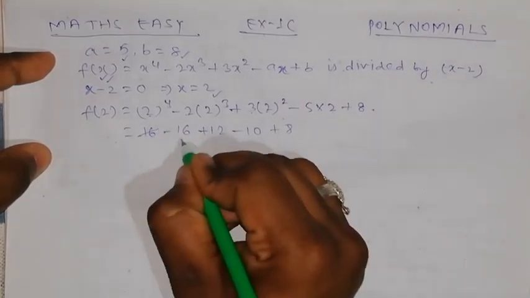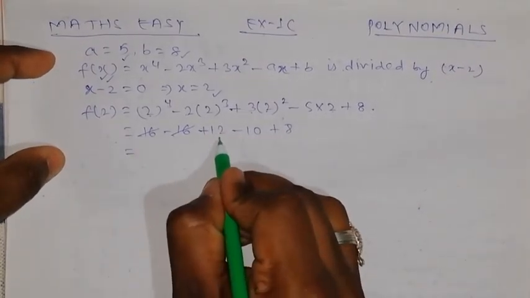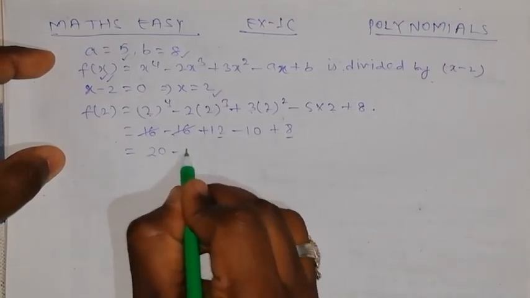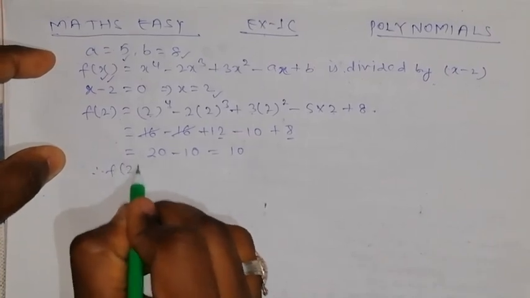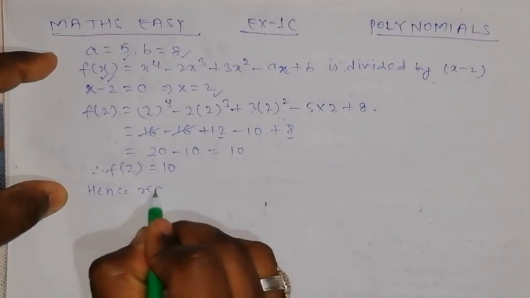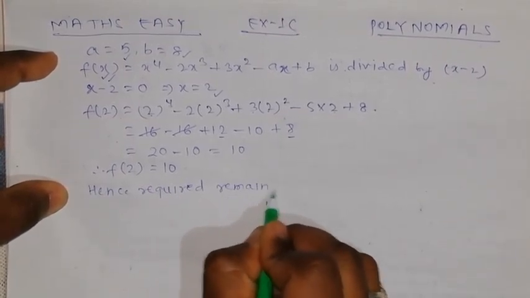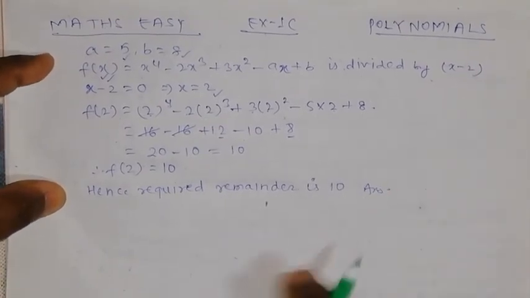This plus 16 and this minus 16 will be cancelled out. Here 12 and 8 is 20. 20 minus 10 is equal to 10. Therefore f(2) = 10. Hence the required remainder is 10, and this is our answer.